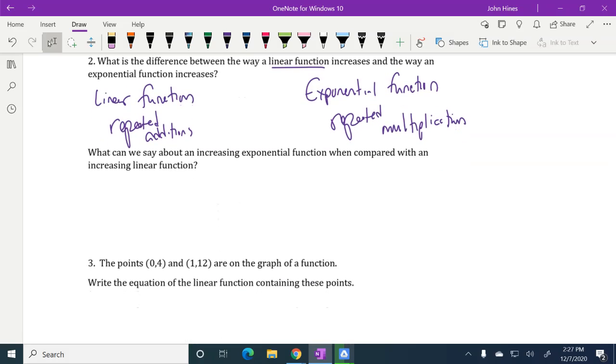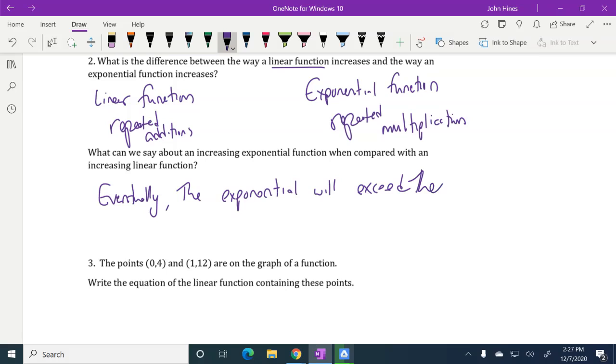So what can we say about an increasing exponential function compared to an increasing linear function? Eventually, it might take a while to get there. Eventually, the exponential function will exceed the linear function. Every time, no matter how fast it grows, I will always be able to find some point where the exponential curve wins. Exponential functions grow the fastest. Out of all the functions we deal with in Algebra 1, even stuff we haven't learned yet, exponential functions are the functions that grow the fastest.